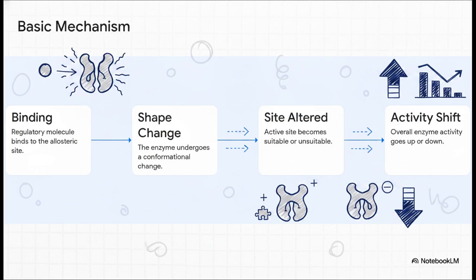It shape-shifts. Step 3, because of this brand new shape, the active site, somewhere else on the enzyme, is altered. It becomes either more or less suitable for its substrate. And finally, step 4, as a direct result, the overall activity of the enzyme either surges or drops. It is an incredibly precise, physical cascade.